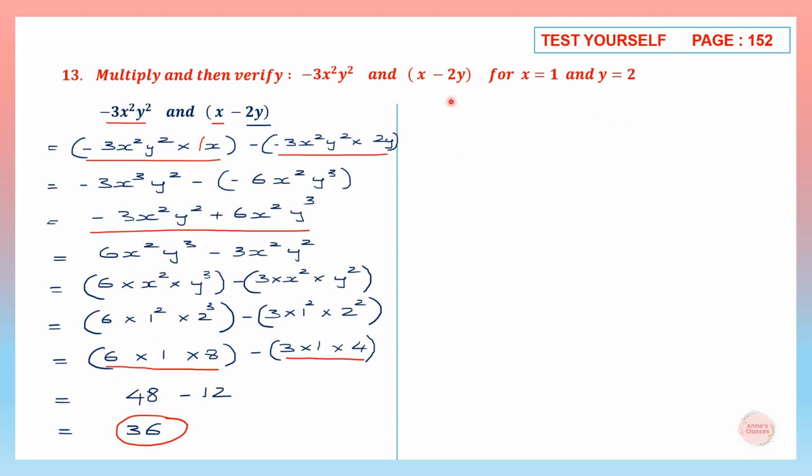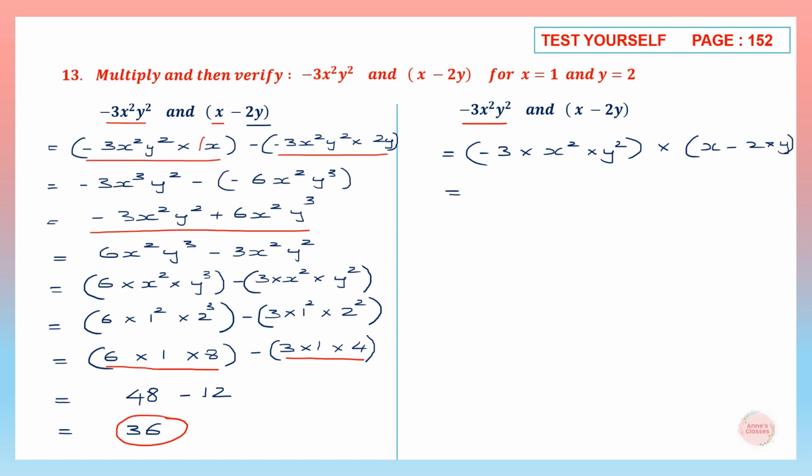Now this side we're going to substitute directly and see whether we're getting the same answer. So now let's do that. So here we are not going to multiply these two like we did here. Straight away we're going to substitute with 1 and 2 for x and y respectively. The first thing that I'm going to do here is I'm going to expand this. So this is going to be minus 3 into x square into y square. So we've expanded this. We have to multiply this with x minus 2y means 2 into y.